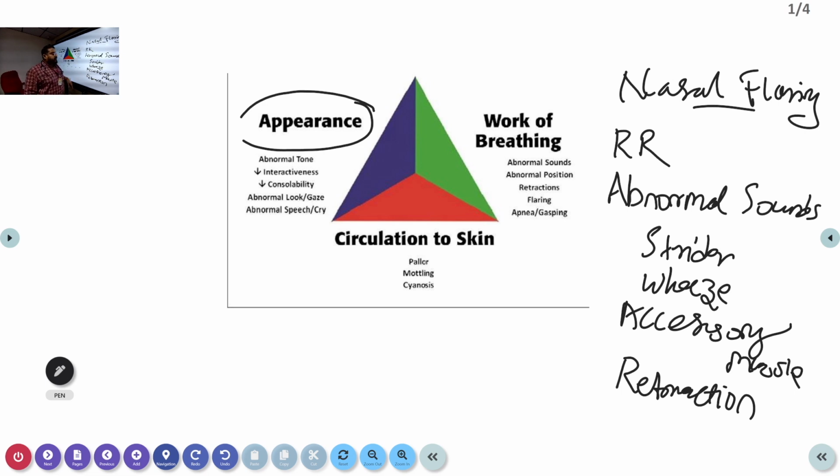From work of breathing, we have to look first, most importantly, at the respiratory rate, and whether any accessory muscles are very prominent. What is the respiratory rate? By just looking at the child, I am not asking you to count, we are doing a total 10-second assessment. By looking at the child breathing, you right away know that the child is tachypneic. I'm not asking you to count the respiratory rate here. I'm just asking you to see the chest, see how the child is breathing, and whether there are any abnormal sounds like stridor.